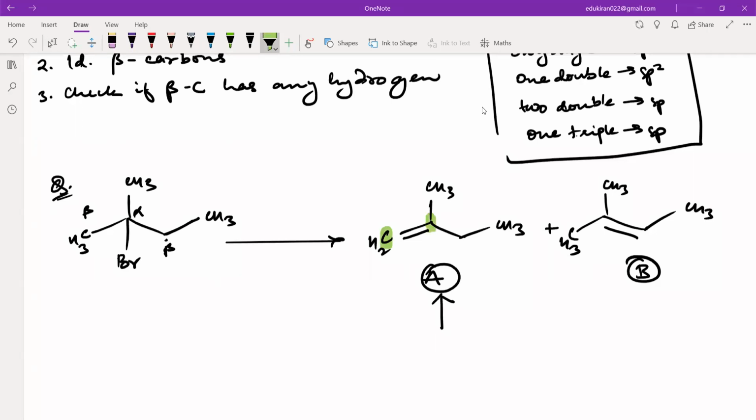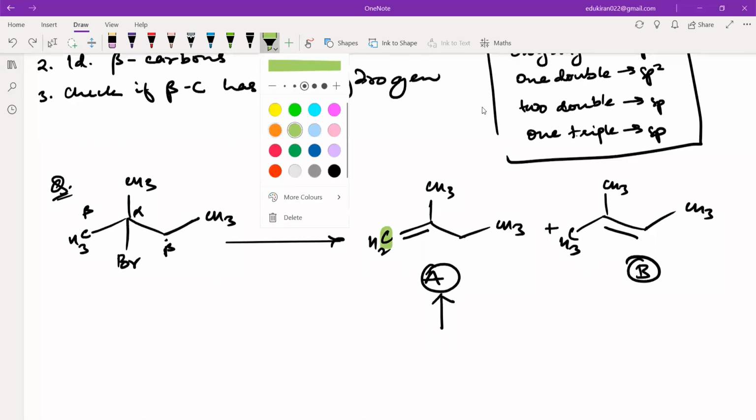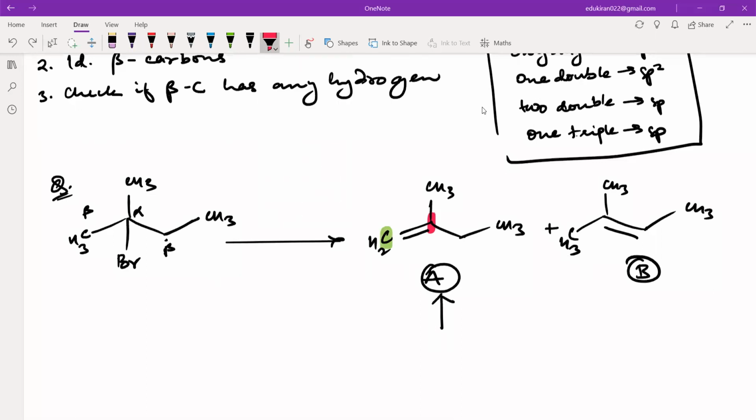Let me change this highlighting so that I can refer to them as red and green. Now tell me, the green carbon is attached to how many carbon atoms? How many alkyl groups? Is it attached to any other alkyl group? No.